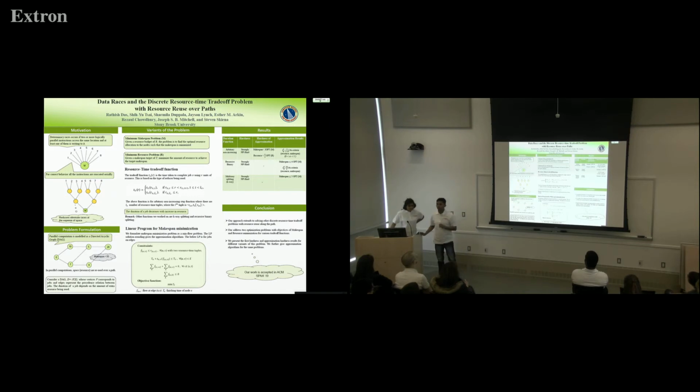I work in parallel computation, and in parallel computation, one of the major objectives is that without compromising correctness, you want to run the program as fast as possible. And towards that objective, the most problematic scenario is data races.